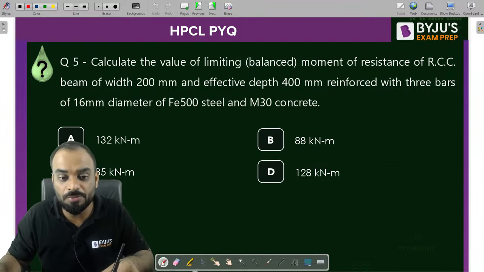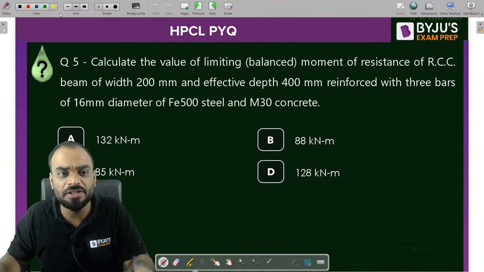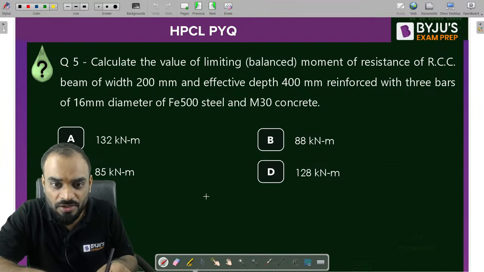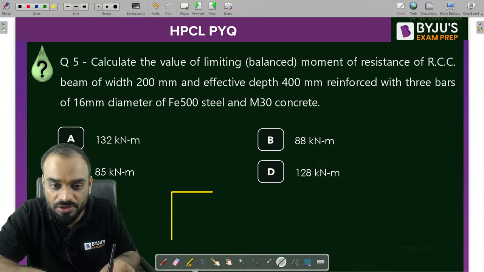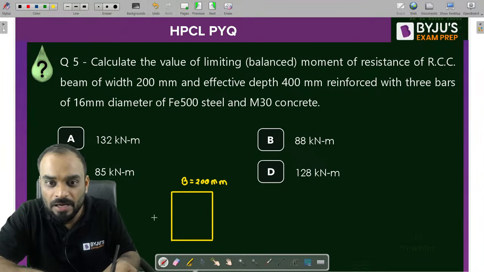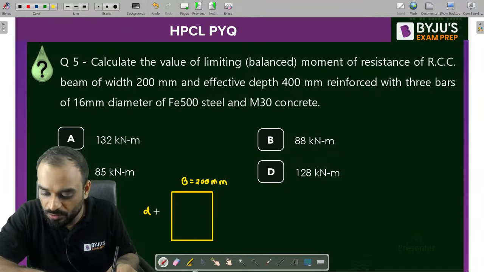Kindly solve this problem, guys, you know how to calculate the moment of resistance. I am also doing it, you can also calculate the value, and please let me know the correct value you are getting. In this case, a beam is given to us whose cross section is known. The value of width is 200, and the effective depth value 132.